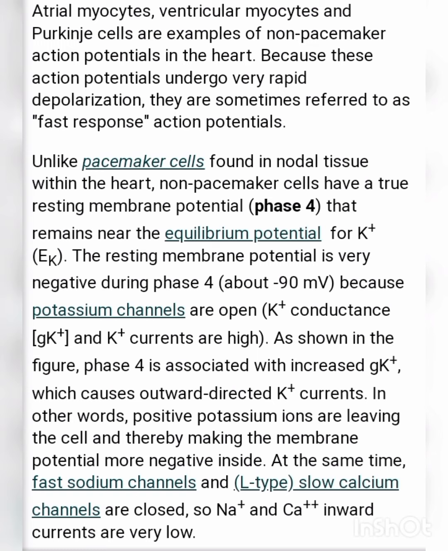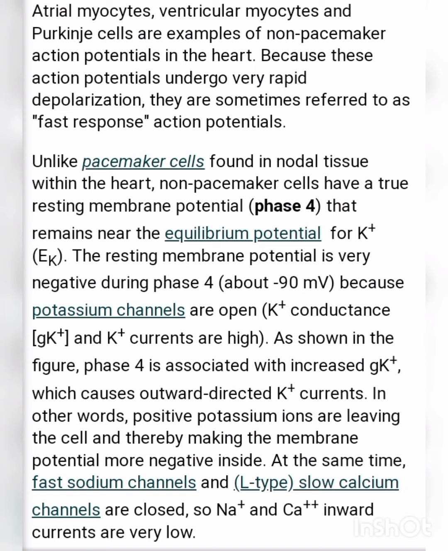Now, atrial myocytes, ventricular myocytes, and Purkinje cells are examples of non-pacemaker action potentials in the heart. Because these action potentials undergo very rapid depolarization, they are sometimes referred to as fast response action potentials. Unlike pacemaker cells found in nodal tissue within the heart, non-pacemaker cells have a true resting membrane potential, phase 4, that remains near the equilibrium potential for potassium, EK.